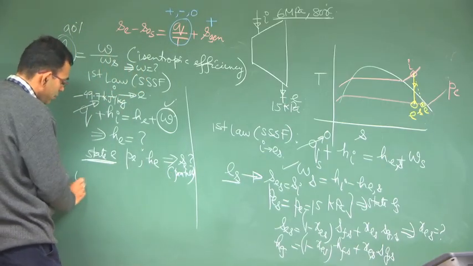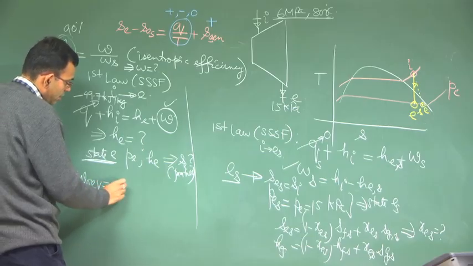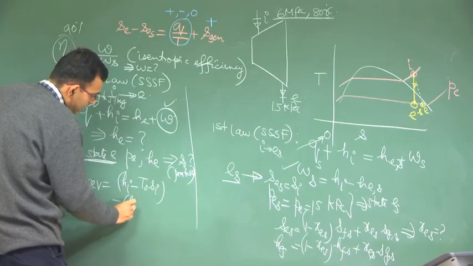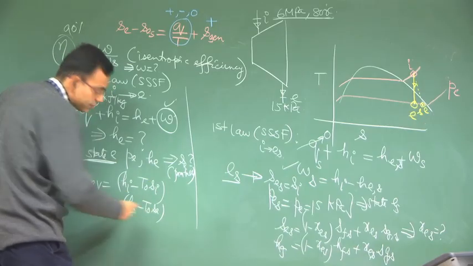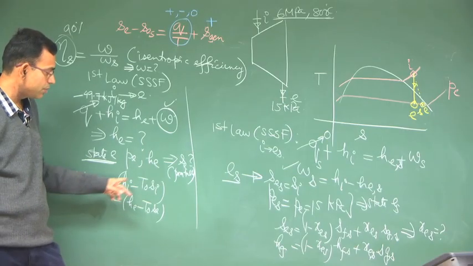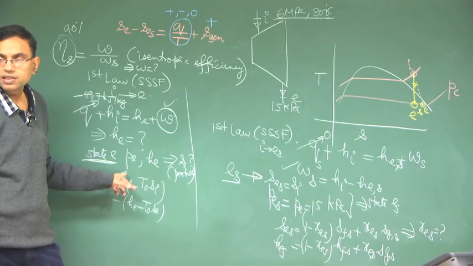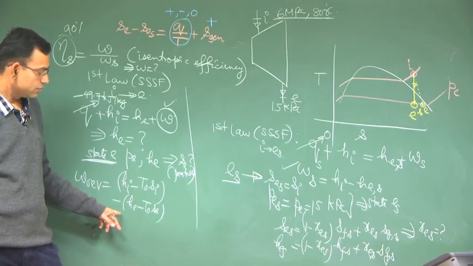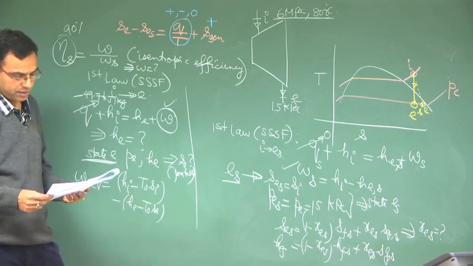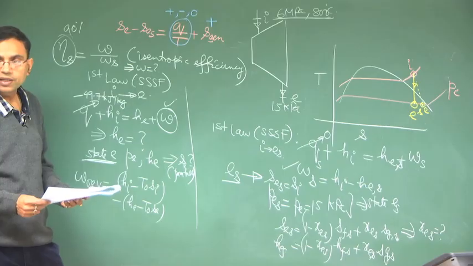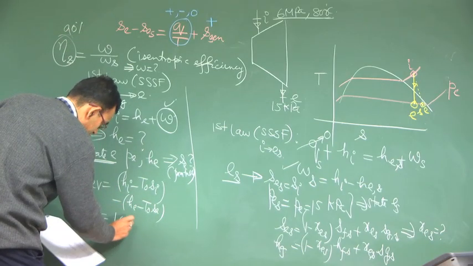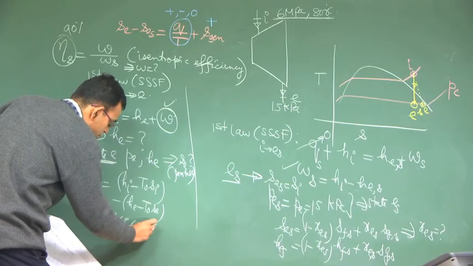So, what is the reversible work? HI minus T0 SI minus HE minus T0 SE. Okay. This is the expression that we have derived. This is the reversible work per unit mass because of change in state from I to E. So, if you know these values, T0 is given, T0 is 20 degree centigrade, that is 293.15 Kelvin. So, this will be 1636.8 kilojoule per kg.